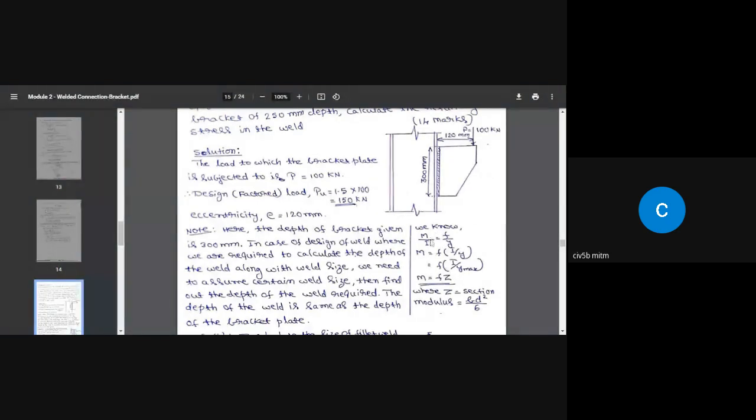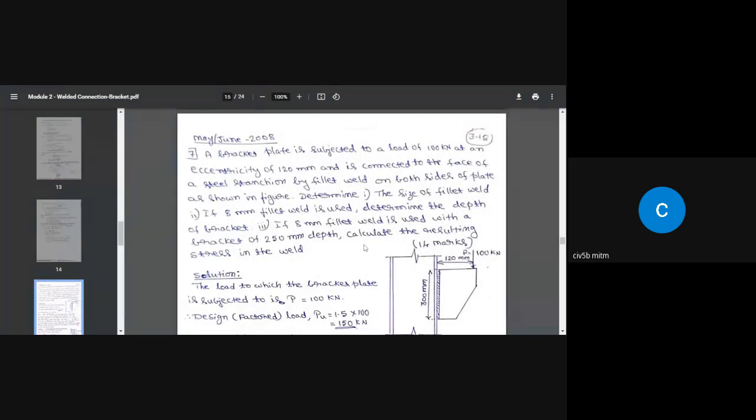That is M by I equal to F by Y, and M is this much. I by Y max, where Y max is the distance of the farthest fiber from the neutral axis, is the section modulus, that is Z. Z is given by BD square by 6. How did we get BD square by 6? I equals BD cubed by 12 for a rectangular section, and the distance of the farthest fiber from the neutral axis is D by 2. When you simplify it, we get this value, which is called the section modulus.